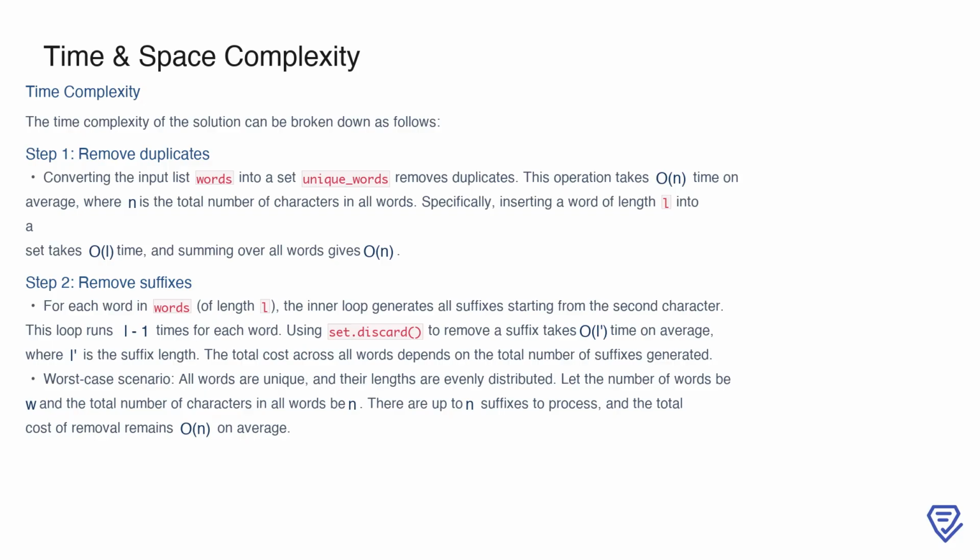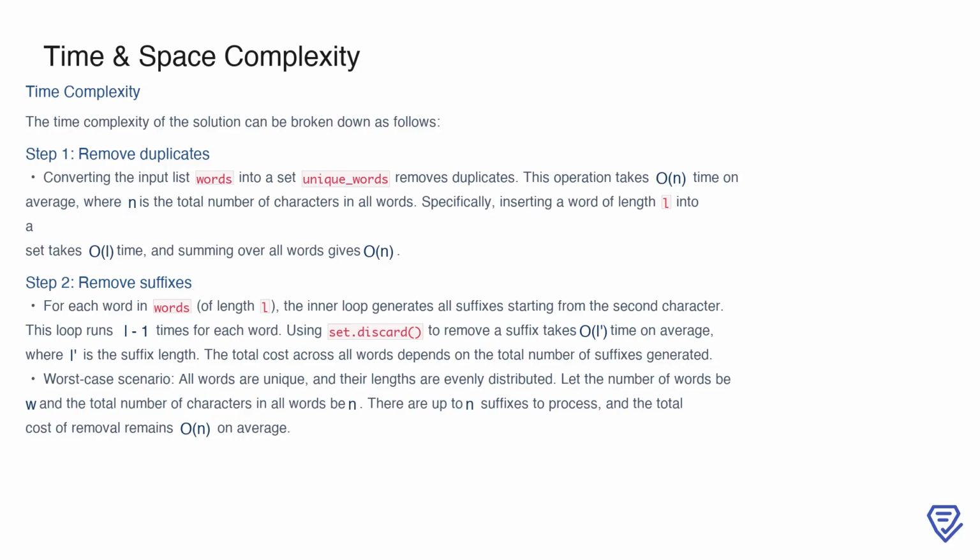Next, in step 2, we focus on removing suffixes. For each word of length L, we generate all possible suffixes starting from the second character, which involves running an inner loop approximately L-1 times. Removing each suffix from the set using the discard method takes O(L) time on average, where L is the suffix's length. When we consider all words, the total number of suffixes generated is at most N, and the cost of processing these suffixes remains O(N) on average, even in the worst-case scenario where all words are unique and evenly distributed in length.